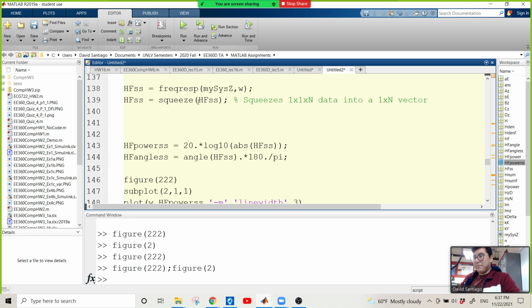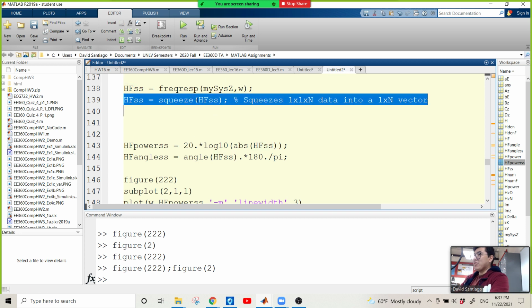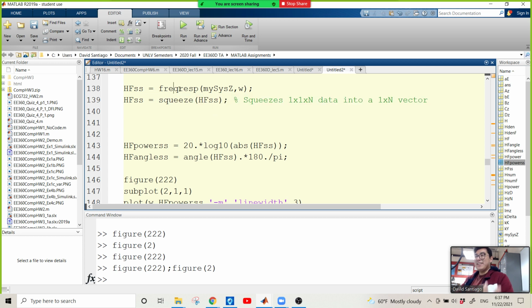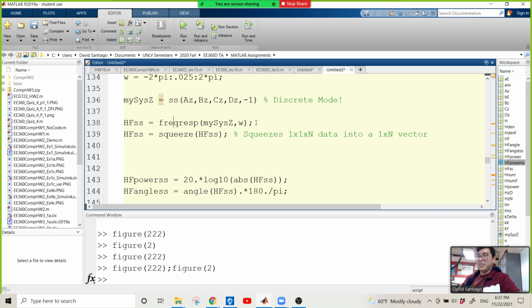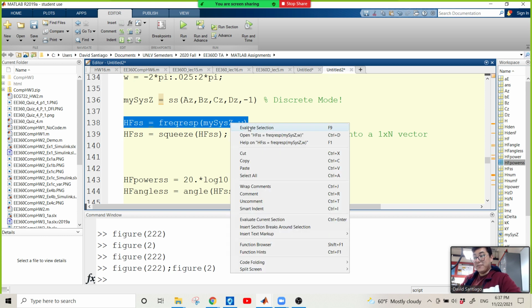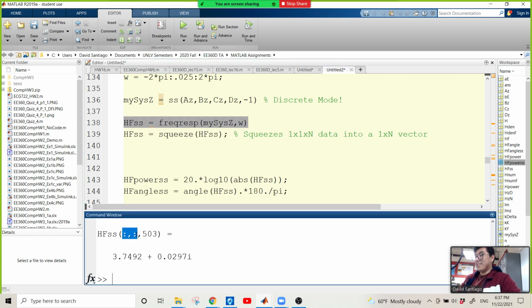Oh yeah, for this one, I should make an announcement about that. You should be using the squeeze function. So what freq response does is it gives you the following, and I'll show you what it does. F9. And it gives you this. It's going to give you a 1 by 1 by this many points. Don't worry about that. Actually, you should be worried about it. But point is, Matlab doesn't like this.